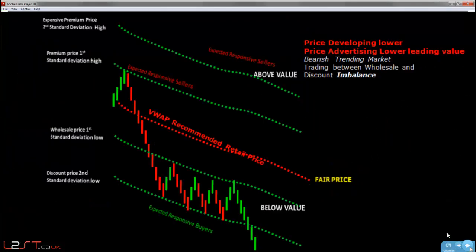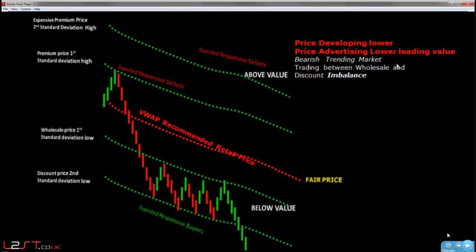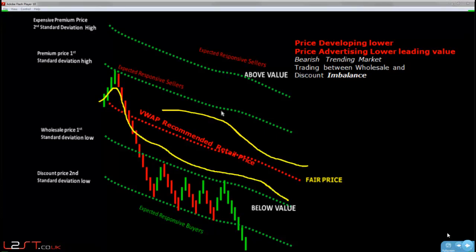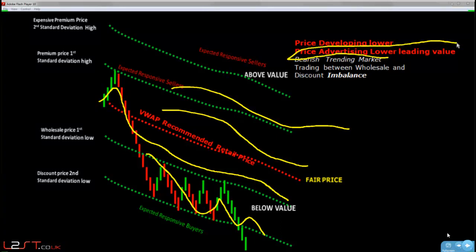Now sometimes the market becomes imbalanced and prices start to move away from the VWAP bands, just as it starts to move away from value. This is when you'll see the VWAP bands actually start to trend themselves. They will start to push lower, very much like moving averages do, and prices start to move away from them as well. So prices start making lower lows, lower highs.